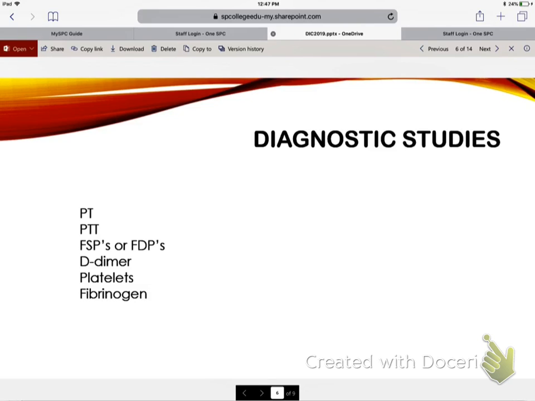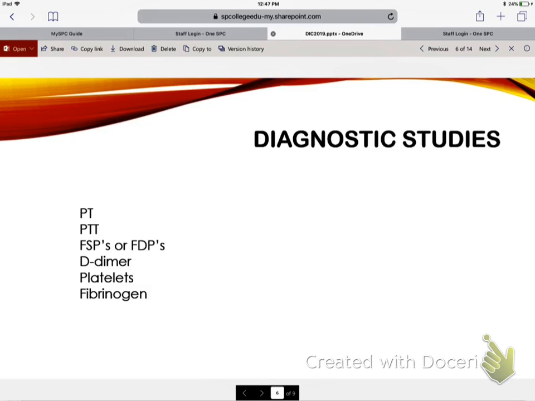Your D-dimer, which is a specific fibrin degradation product, would be positive. Sometimes you'll see actual numbers for the D-dimer, and you don't have to know the numbers. And honestly, for the test, you don't need to know the numbers for any of these. You should have some sort of general idea what your PT and PTT are, and your platelets and your fibrinogen. But we're not going to give you numbers.